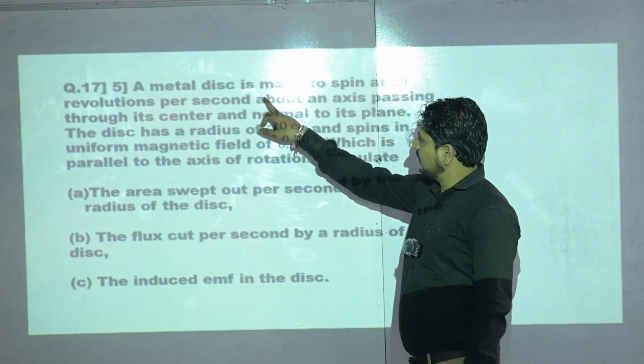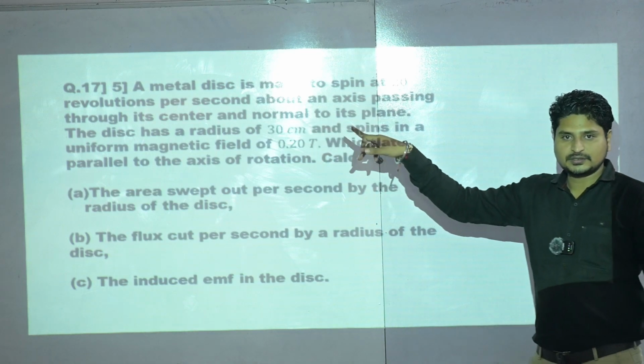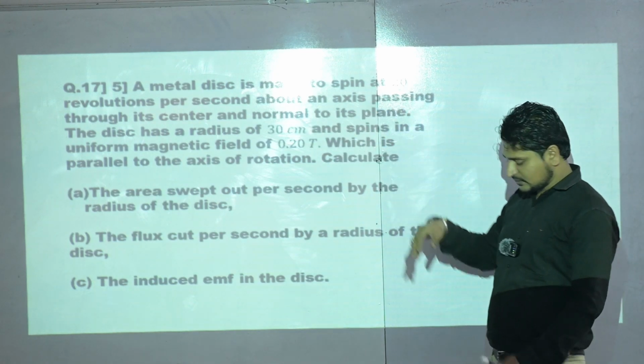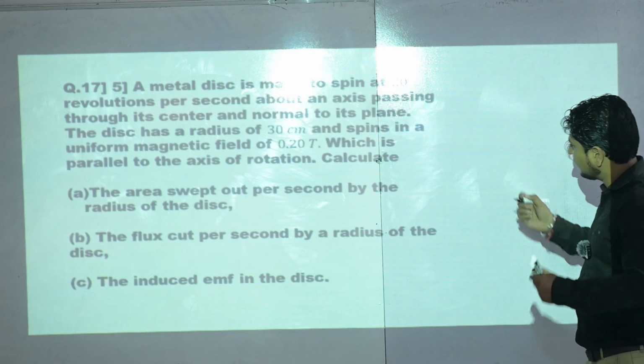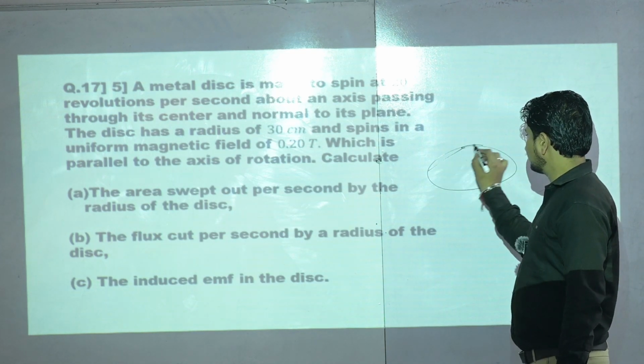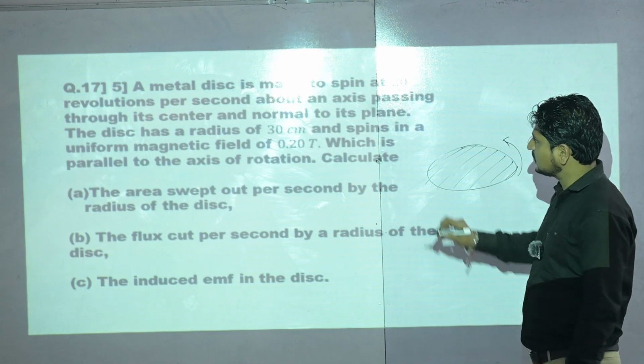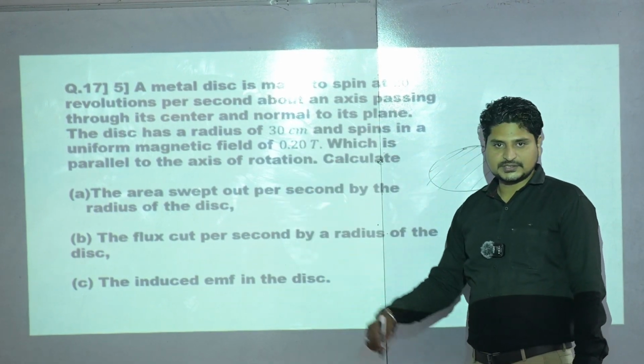A metal disc is made to spin at 20 revolutions per second. So there is one metal disc. एक metal disc है आपके पास में. So we are considering this as a metallic disc. This metallic disc spins. It means that it spins at 20 revolutions per second.